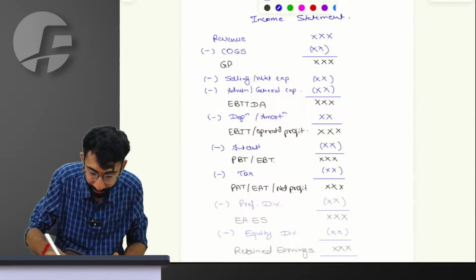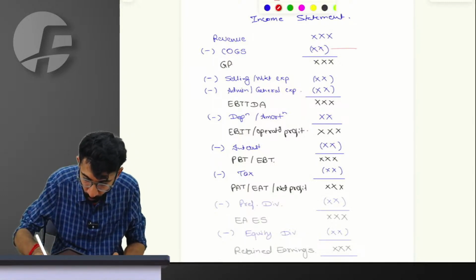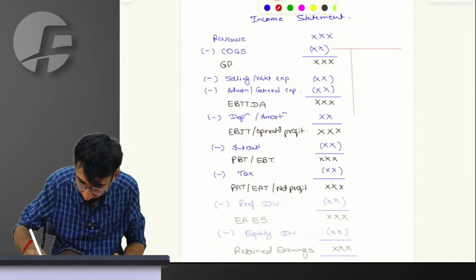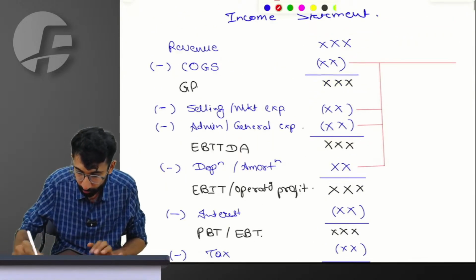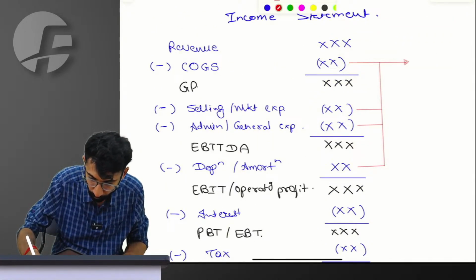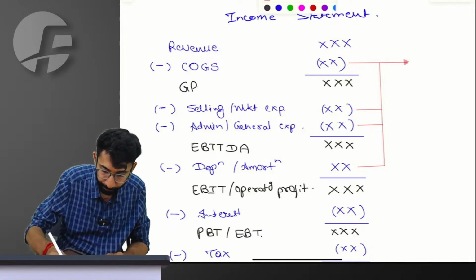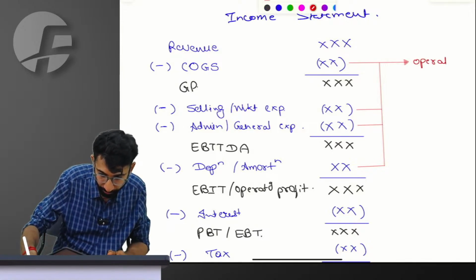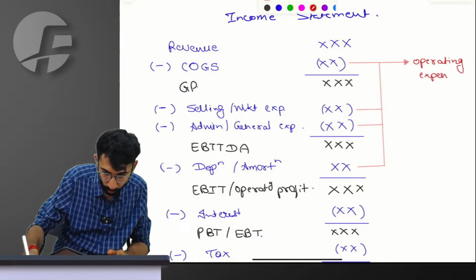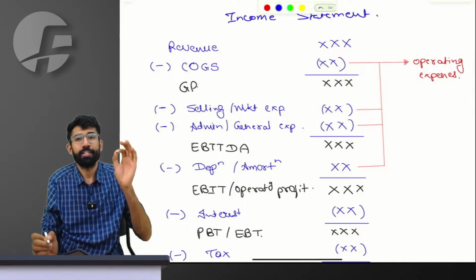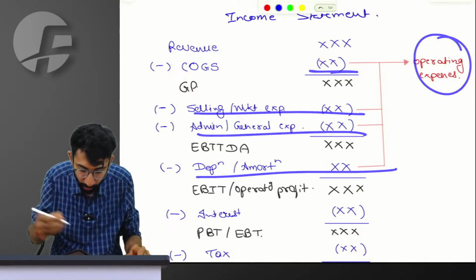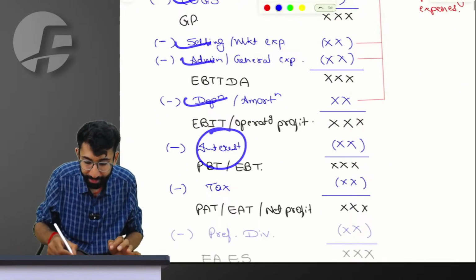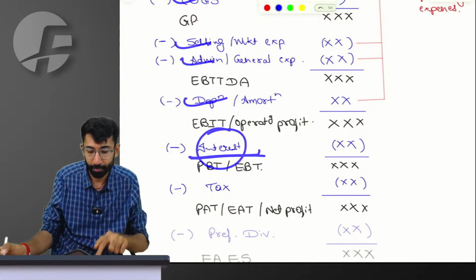Let me now further tell you a few things. Sir, COGS and selling expense, admin expense, depreciation, all these things are collectively called as operating expenses. In general, when someone says operating expense, you have to understand that is an expense for maintaining or related to your operations. Because after that is interest, which is a financing nature of expense, not operating nature of expense.